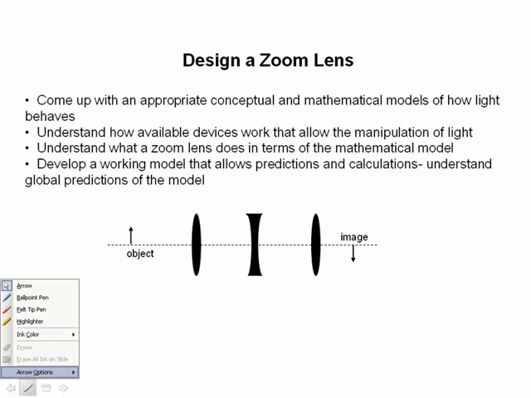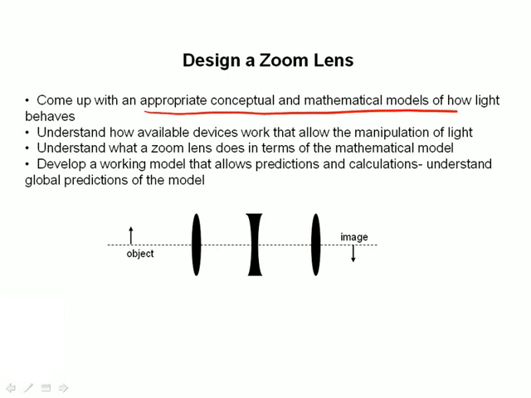As we've talked about last time, and I'm not going to go over this too much, what we're really doing is trying to come up with appropriate and conceptual mathematical models of how light behaves, and that's what we're going to continue with today. As far as looking at actual engineering design and lenses and things like that, those will be in the coming weeks.